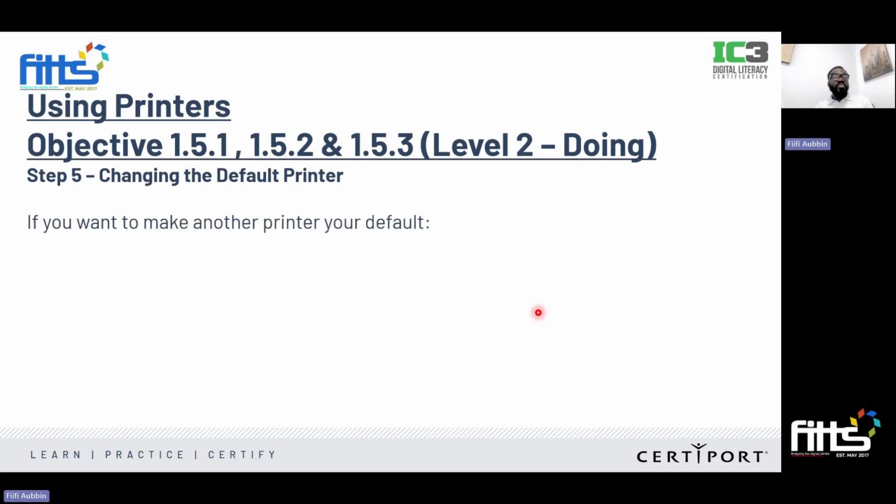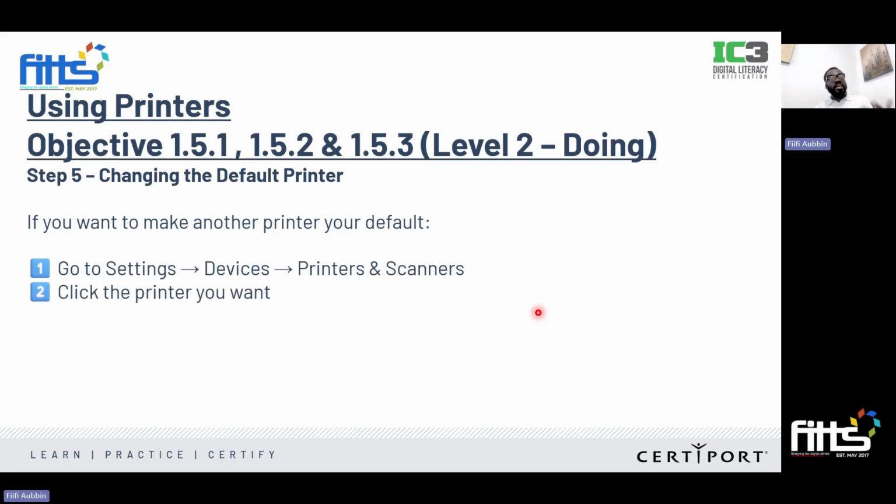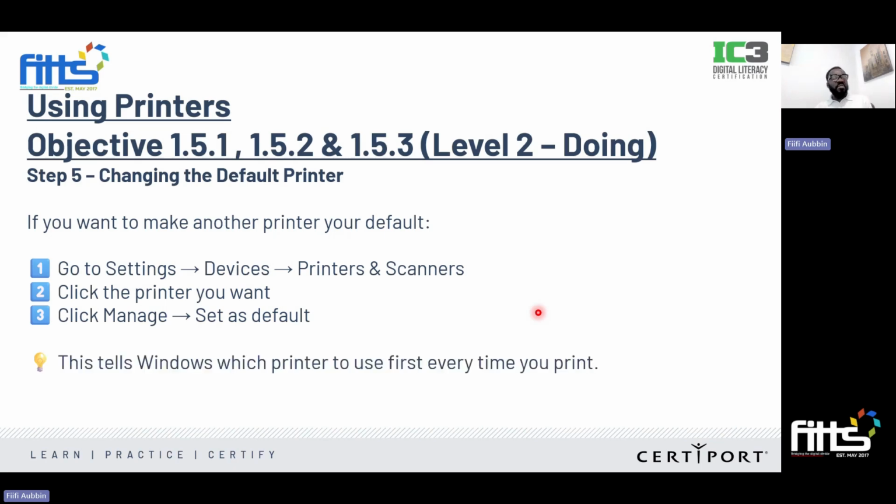Then if you want to change the default printer, that's where you go to the settings or control panel to do that. So devices, then you look for printers and scanners. You click the printer you want, then you click manage, then you set as default. So this tells Windows which printer to use first every time you hit Control P on the keyboard to print.